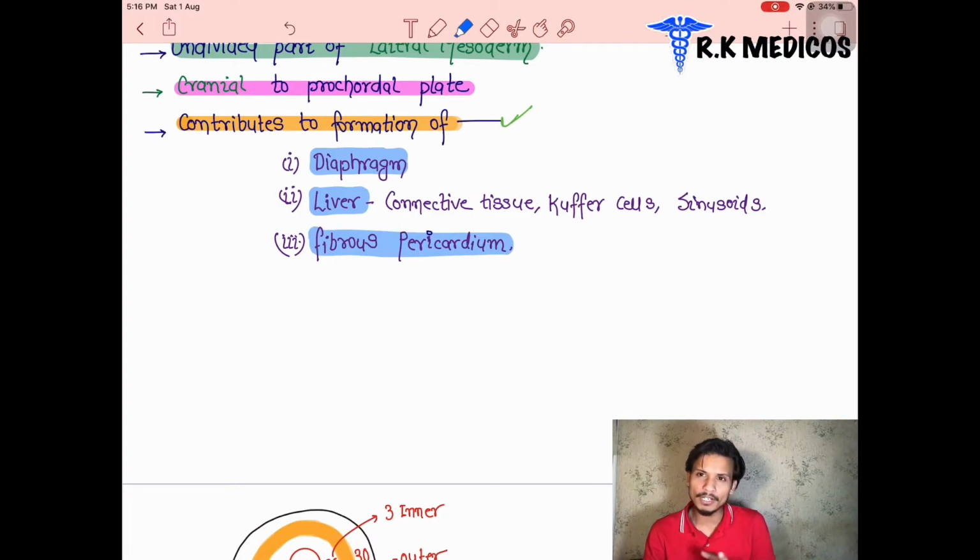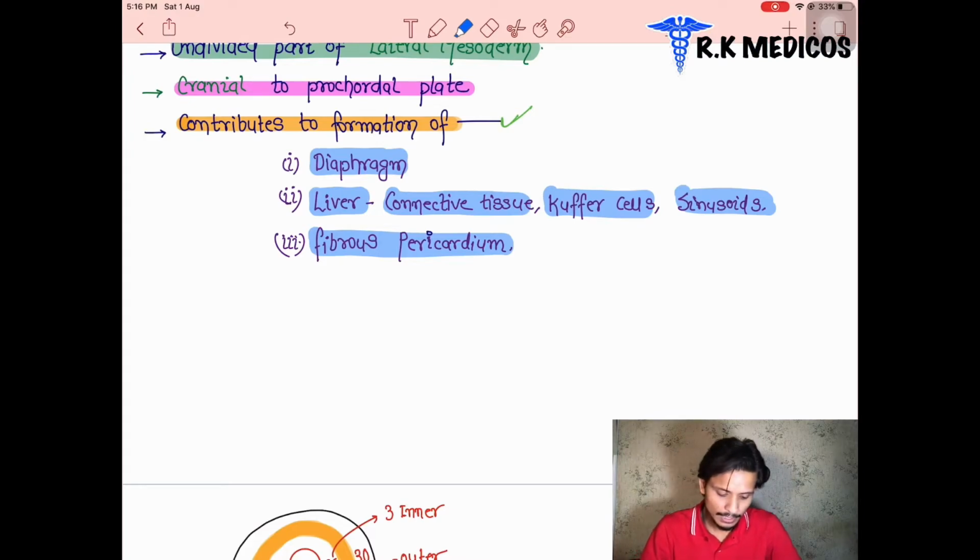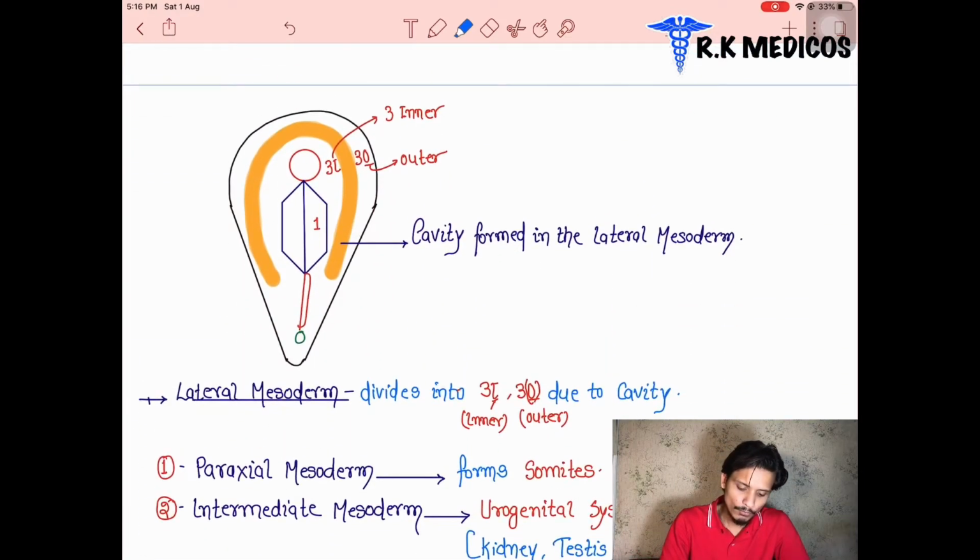In the liver, what is developed from it, what are the main components of the liver? Inside the liver there are many cells, the sinusoidal structures, Kupffer cells, that is the macrophage of the liver, and the connective tissue present inside the liver. All these structures of the liver are formed by the septum transversum. So this is also important: diaphragm, liver, fibrous pericardium. In the next point you can see here what we discussed previously.